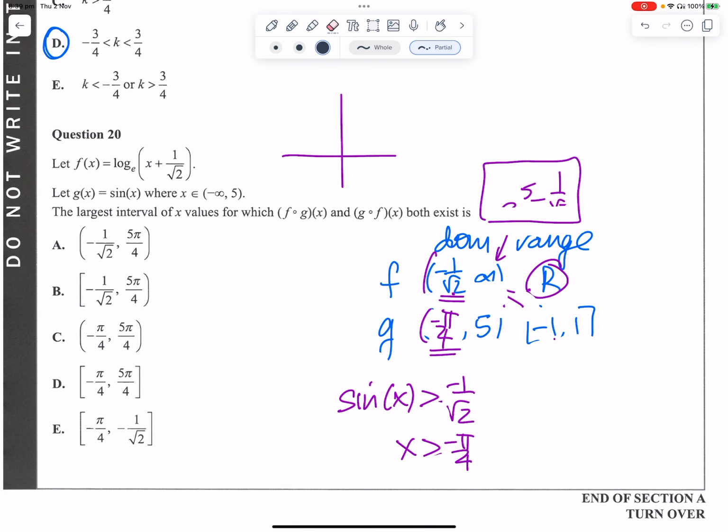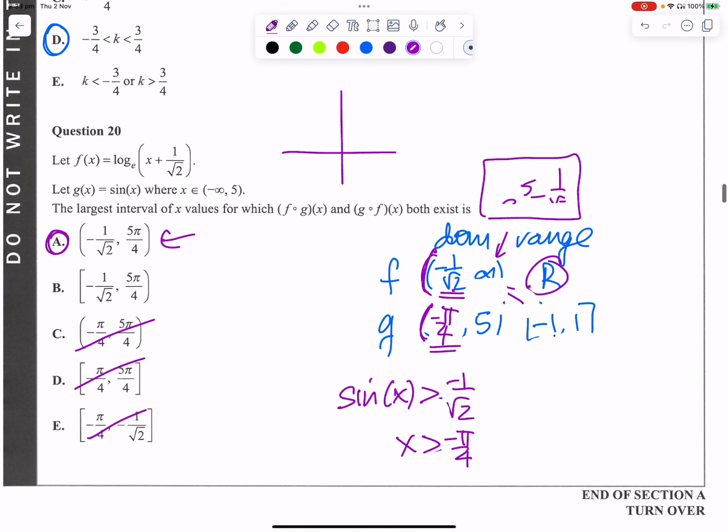So we can scrap those. And we know we can't include negative 1 on root 2 because that's a round bracket because we can't log 0. So our answer has to be A. That one's a bit nasty. But you had to work out which one of these is larger because we know the values of x for which they both work, they both have to exist. So it has to be the one that's closest to the origin, i.e. more to the right.